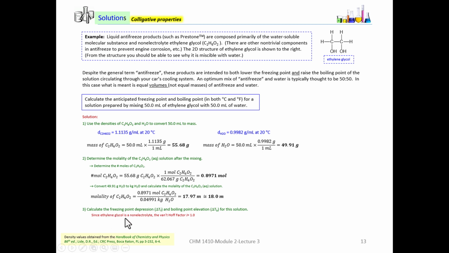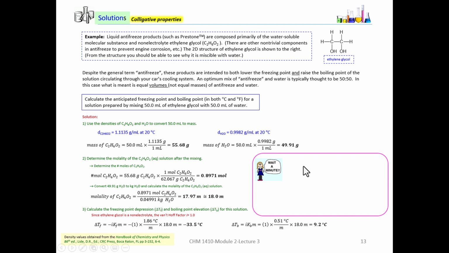Now, since ethylene glycol is a non-electrolyte, the van 't Hoff factor is 1. So the freezing point depression would be minus 1 times the freezing point depression constant for water times the concentration of the solution, which gives minus 33.5 degrees C. That's quite a freezing point depression. For boiling point elevation, we get 1 times the boiling point elevation constant times the concentration, and we get a boiling point elevation of 9.2 degrees C.